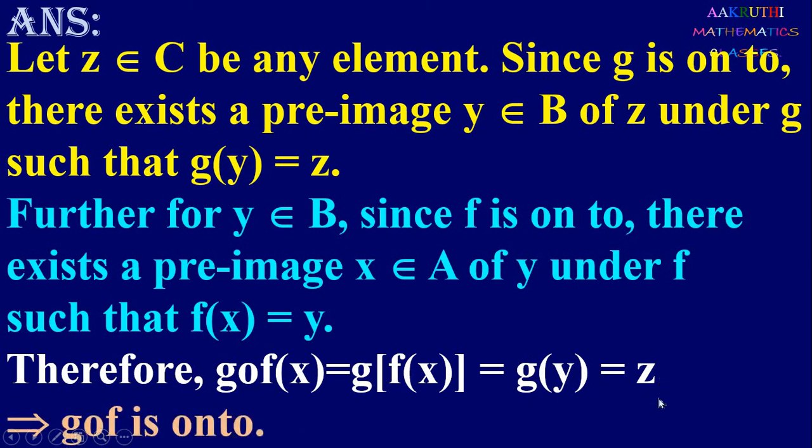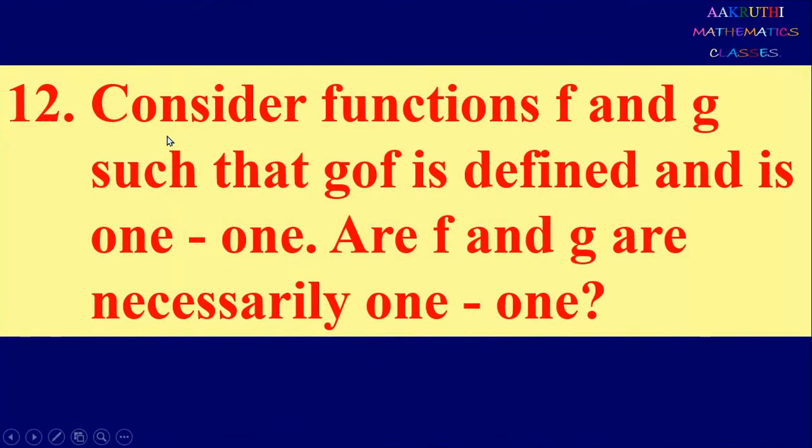For every element there exists a pre-image under the function g composite f. So therefore g composite f is onto. So next problem, consider functions f and g such that g composite f is defined and is 1-1. Are f and g necessarily 1-1? You have to verify whether g and f are 1-1 when g composite f is 1-1.